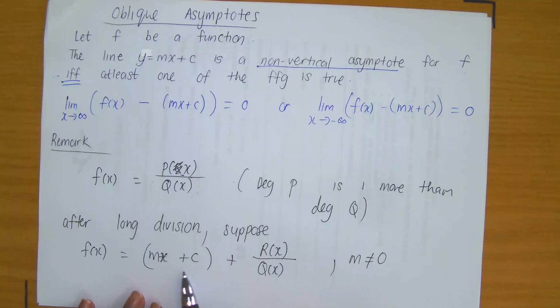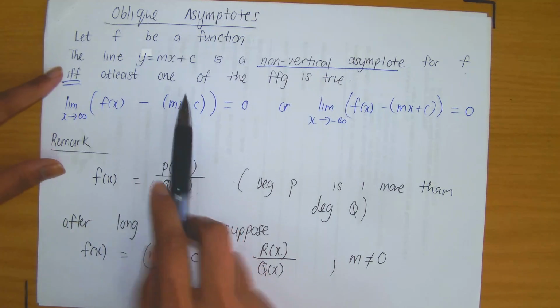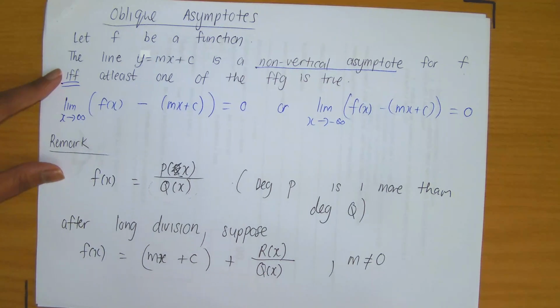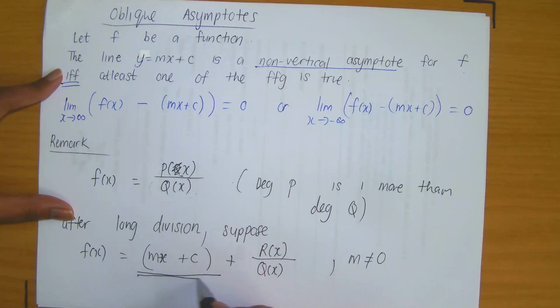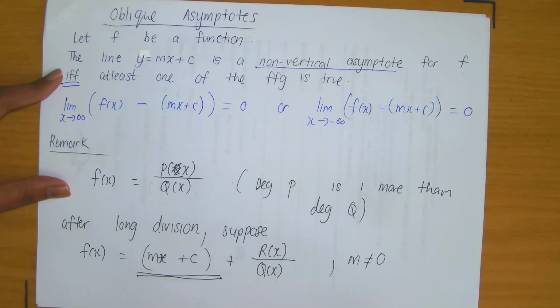Then we now have a method to determine what the non-vertical asymptote would be, because we would now expect that the mx plus c, which we obtain from long division, would be that non-vertical asymptote.